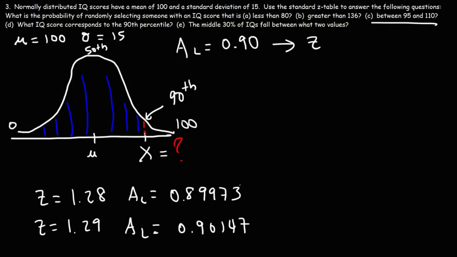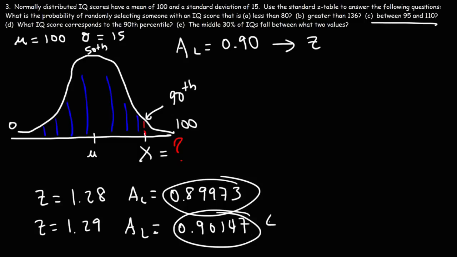If you take the difference between this number and 0.9, you're going to see that it's a lot smaller than the difference between this number and 0.9. So I'm going to choose a z-score of 1.28.